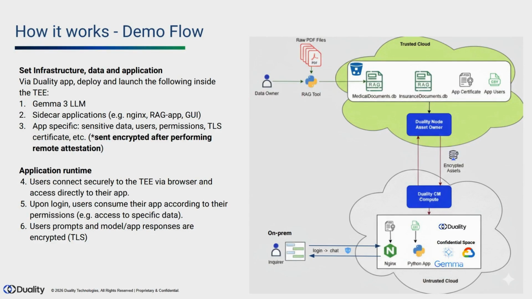What we've just demonstrated is the future of private AI. By combining the power of Gemma 3 with Google's Confidential Space and Duality's orchestration, organizations can finally stop compromising. You get the intelligence of a world-class LLM with the security of a hardware-isolated environment. Even when your data and models live across different, untrusted clouds, your data remains yours: private, governed, and secure.